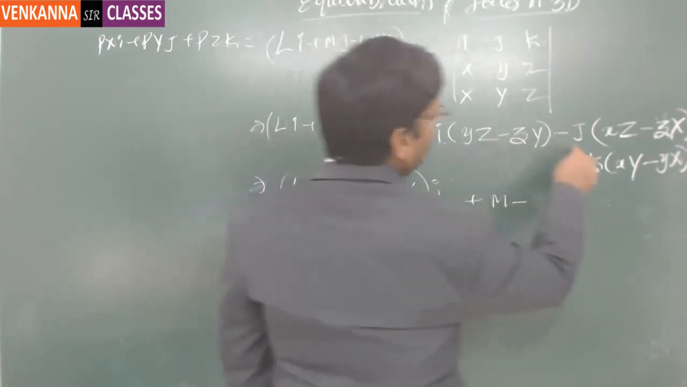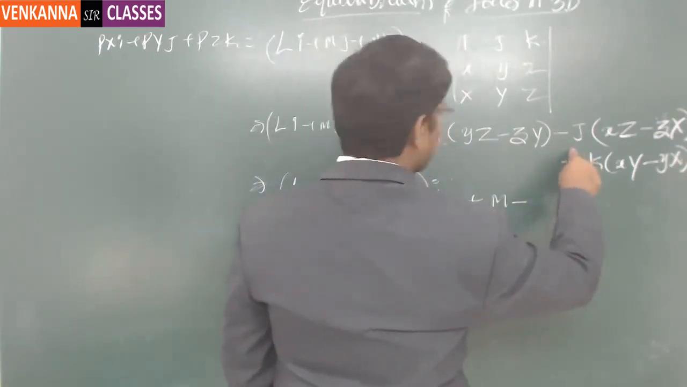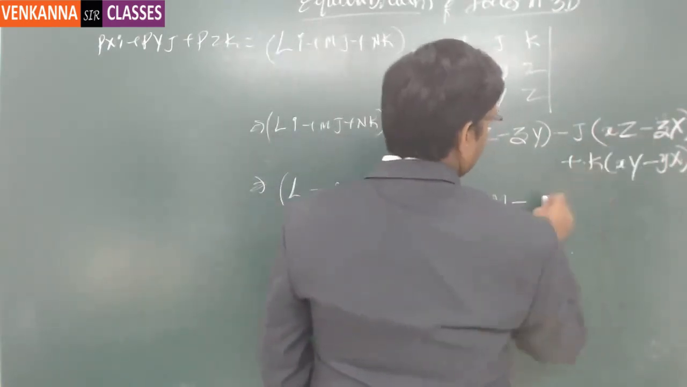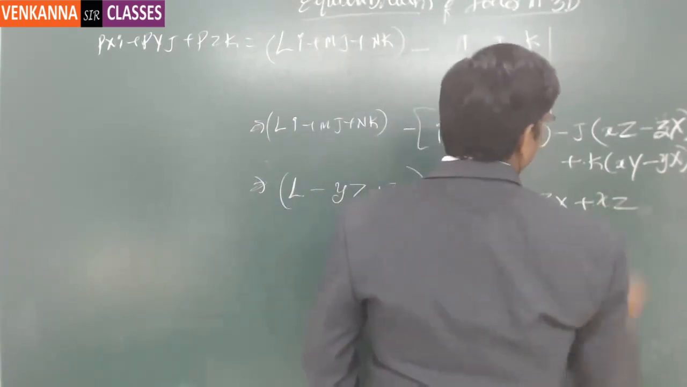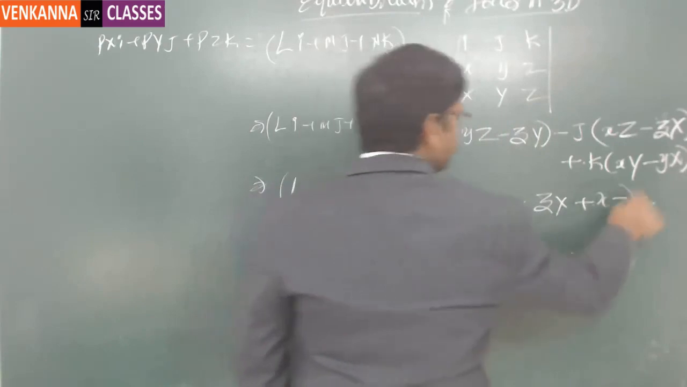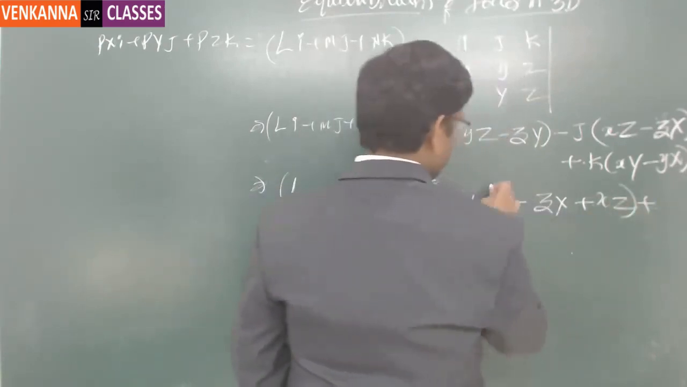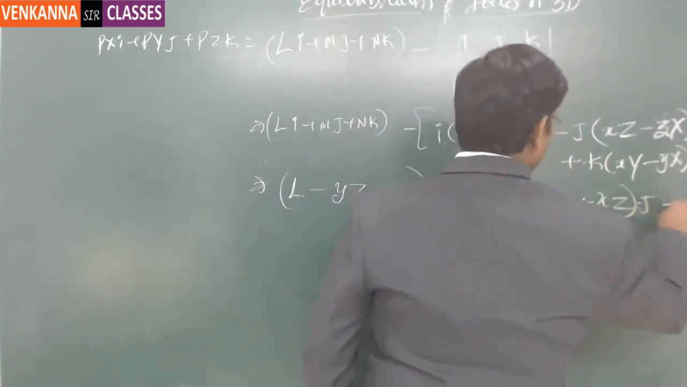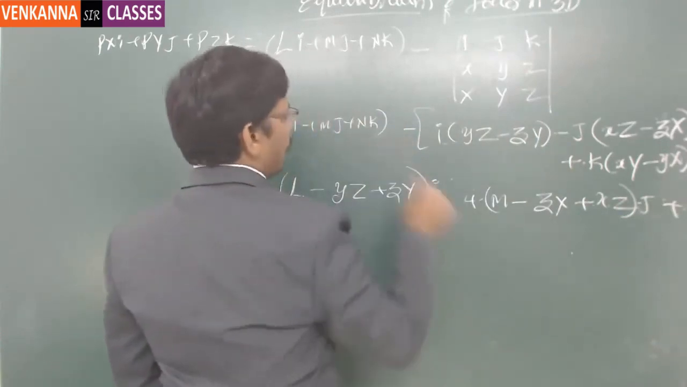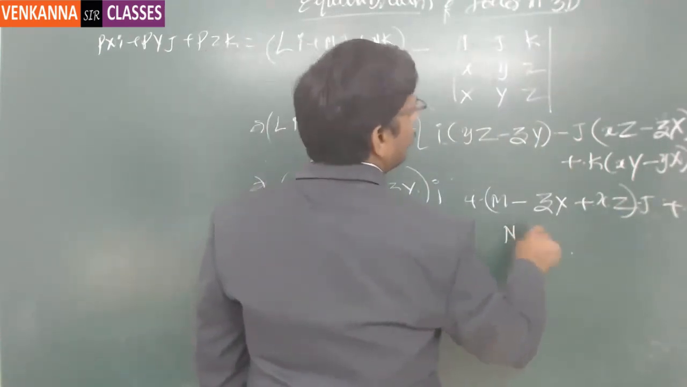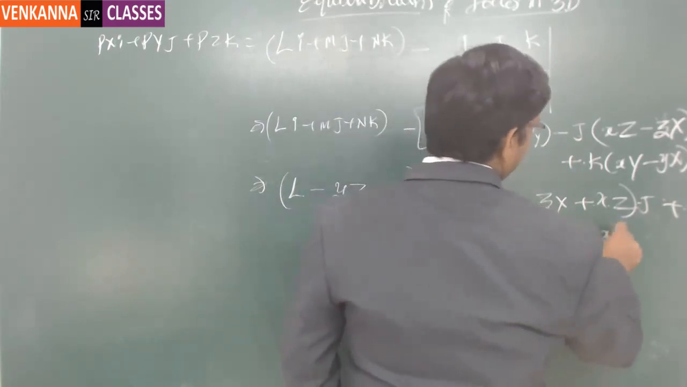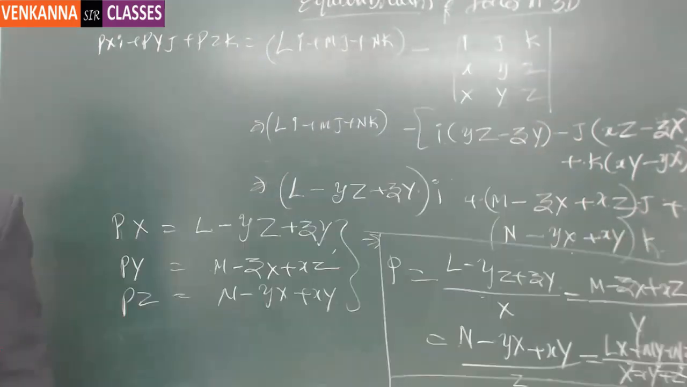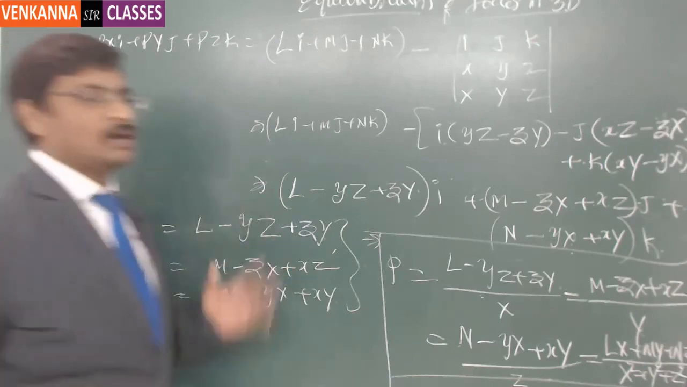So this is (m minus zx plus xz) into j plus (n minus yx plus xy) into k. Okay, great. So I'm just repeating what I have explained.